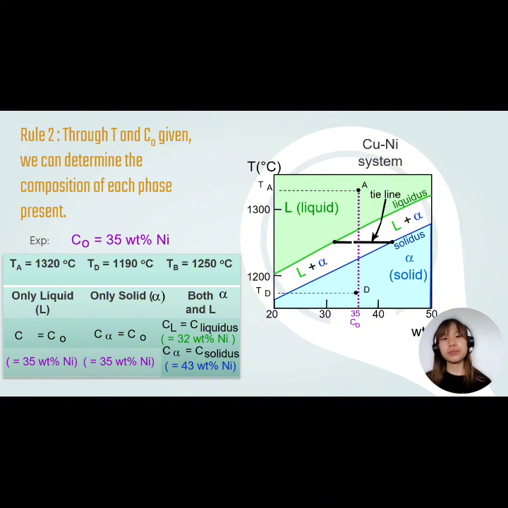To determine the compositions, we need to draw a tie line, which is a line connecting the solidus line and the liquidus line. So the composition of the liquid will be 32% by weight, and the composition of the solid will be 43% by weight.